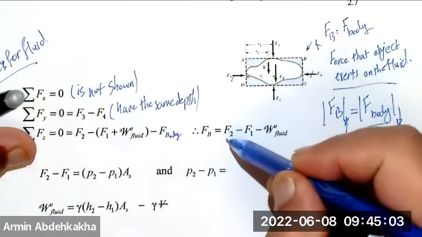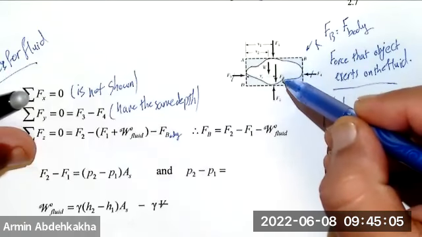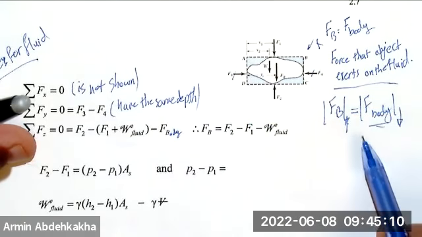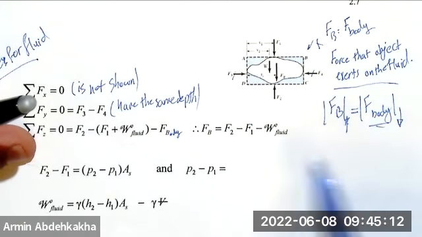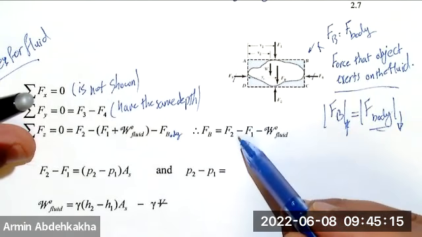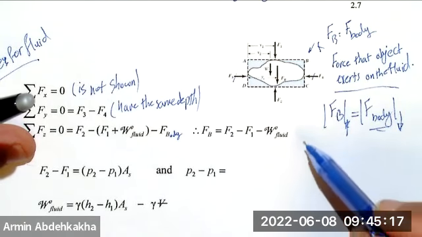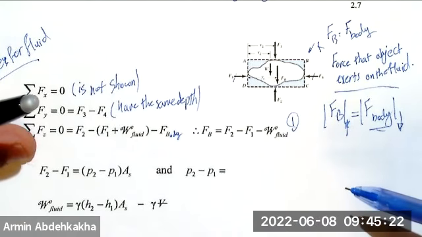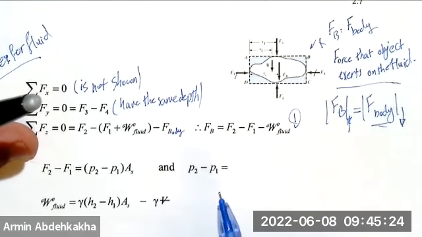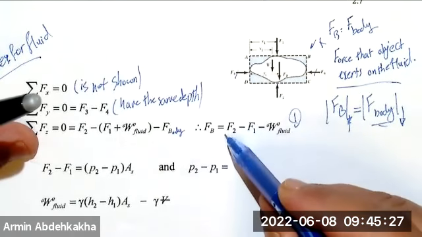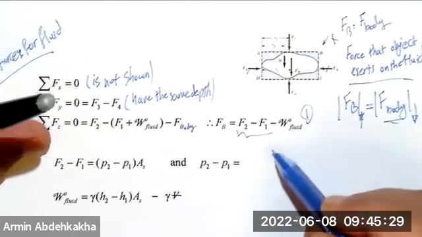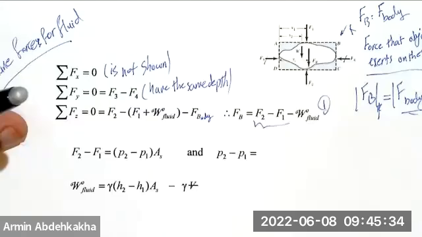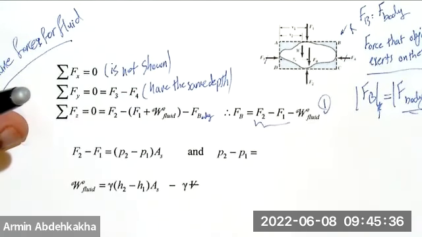We are writing this force balance to find F body, because F body is going to give you the buoyant force. So F body is equal to F2 minus F1 minus W fluid. That's the first equation. And in this equation, you need to find F2 minus F1, right? So F2 minus F1 is P2 minus P1 times area, right?